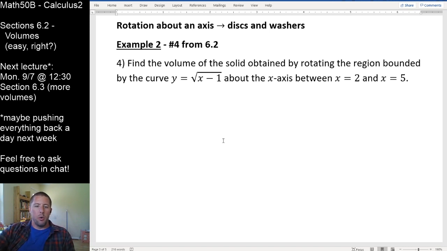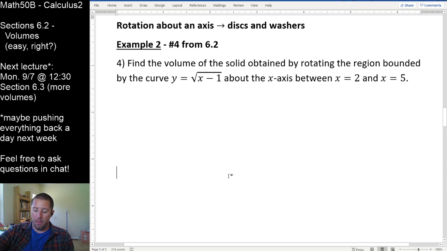So example 2, we're looking at number 4 from our section here. We want to find the volume of the solid. The way that we're going to make this solid is we're going to rotate a 2-dimensional region about an axis, right? So here's what I'm picturing. Let's picture the 2-dimensional situation here first, and then picture how to upgrade this to a 3-dimensional situation.